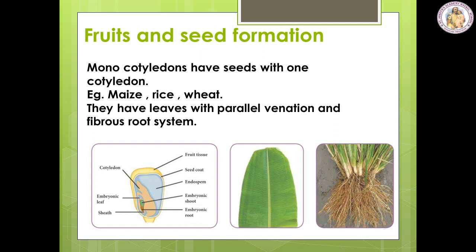Monocotyledons have seeds with one cotyledon. Examples: maize, rice and wheat. They have leaves with parallel venation and a fibrous root system.